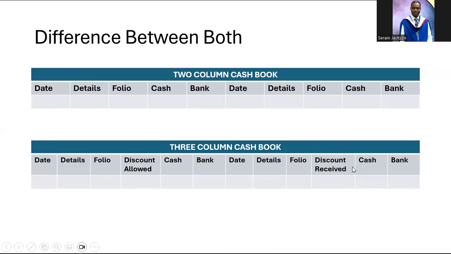Discount received is a revenue, right? And to increase revenues, you make a credit entry. So the discount received is on the credit side. So you have to remember that discount allowed is on the debit side, while discount received is on the credit side of the 3-column cash book. Very important thing to remember.